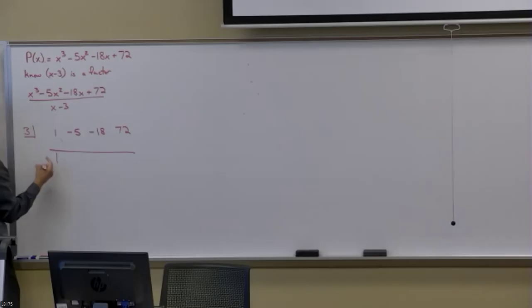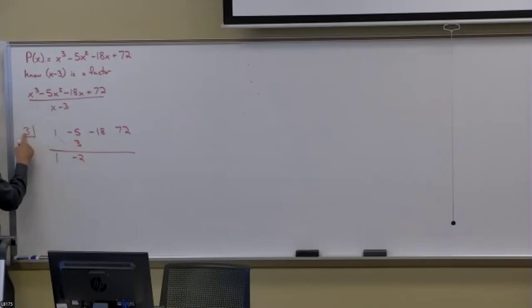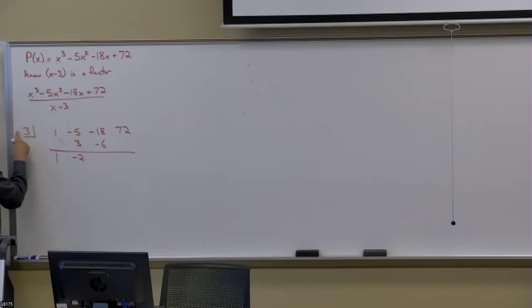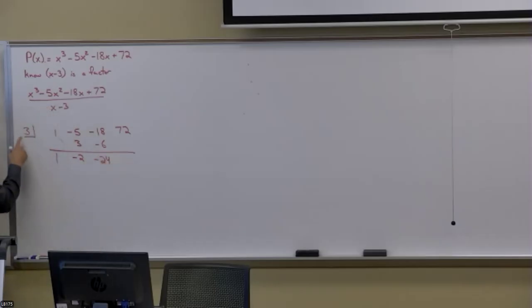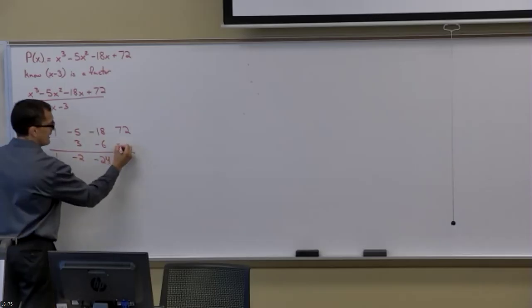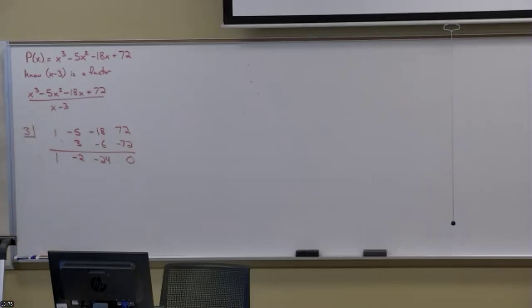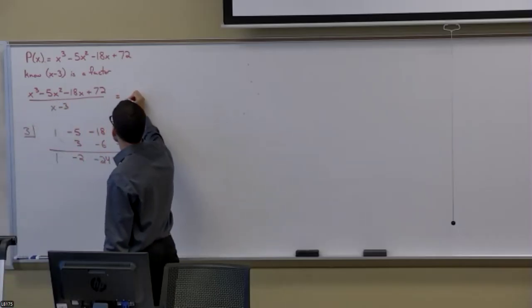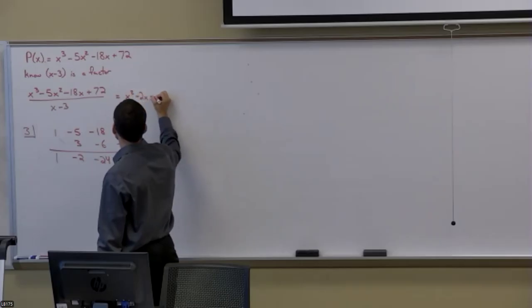1 drops down, 3 times 1 is 3. I get a negative 2. 3 times negative 2 is a negative 6. That is negative 24. Negative 24 times 3 is a negative 72. And sure enough, I get a remainder of 0. So that's good. So this means when we divide, we get x squared minus 2x minus 24.